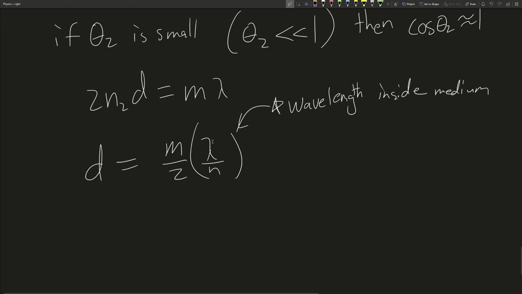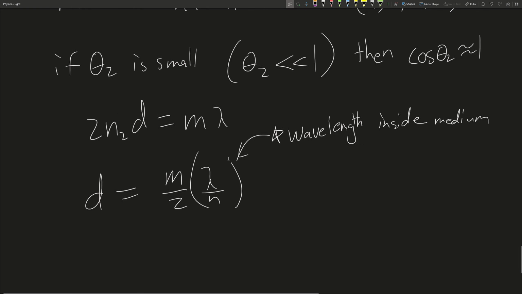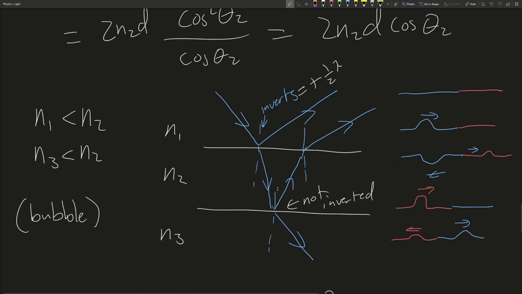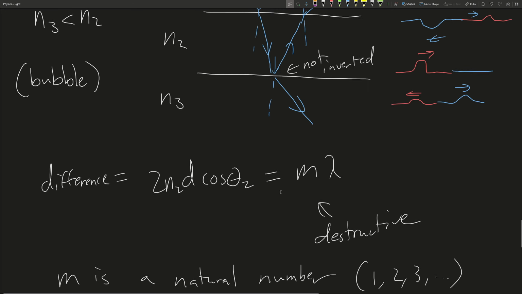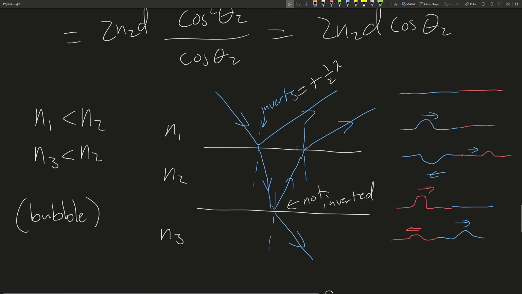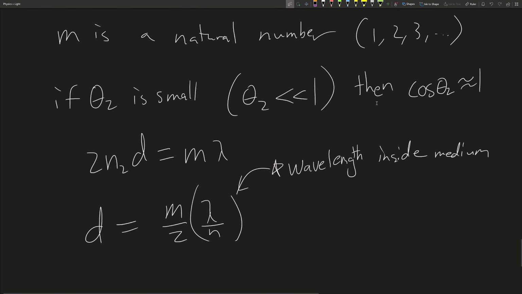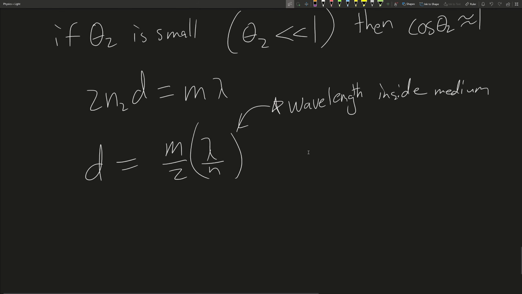And this makes sense because if the thickness of the film is 2 times the effective wavelength inside the medium, then it will travel 2 wavelengths, and so it'll be a whole number of wavelengths off distance plus the inversion, so it'll have destructive interference. So again, this equation works for n1 less than n2 and n3 less than n2.